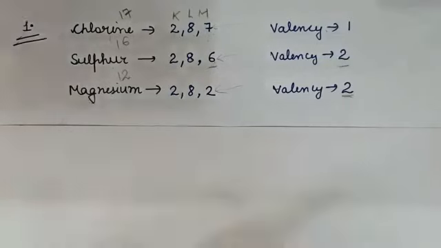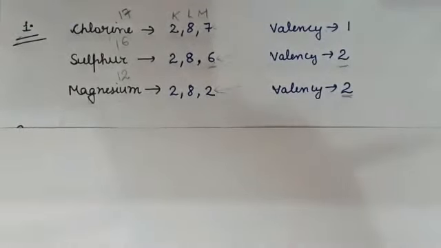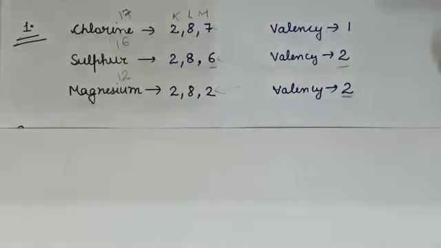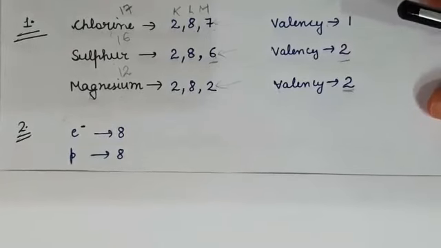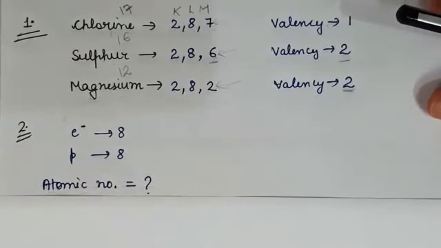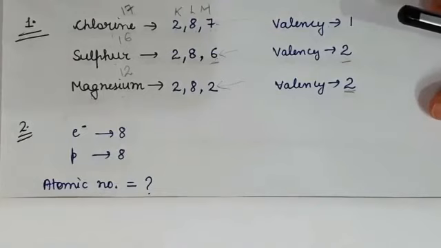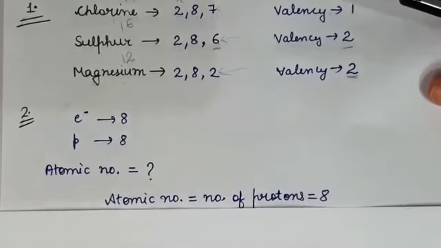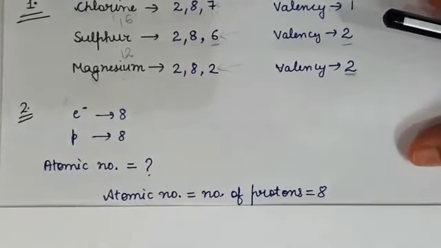So this is question number 1. Question number 2 is: if the number of electrons in an atom is 8 and the number of protons is also 8, what is the atomic number and what is the charge? Electrons we are given 8, protons we are given 8. So what is the atomic number? Atomic number is basically equal to the number of protons, and the number of protons is 8. So the atomic number is 8.